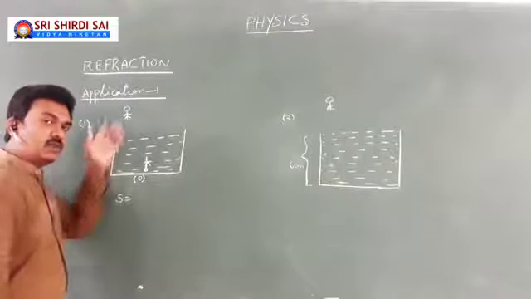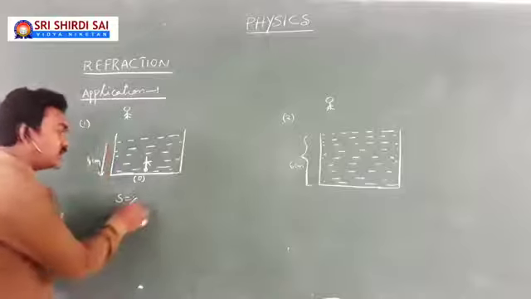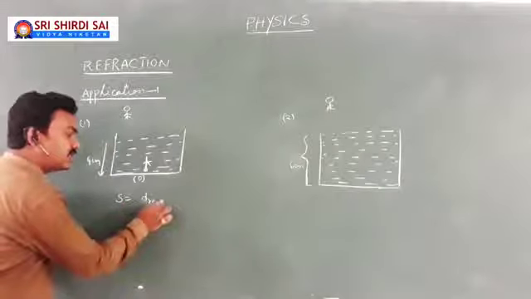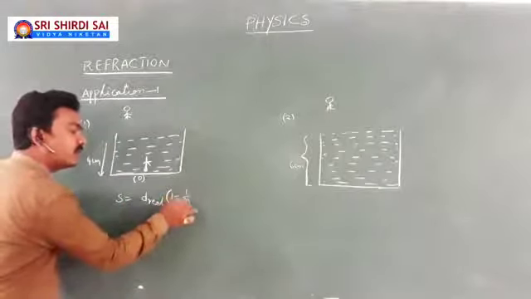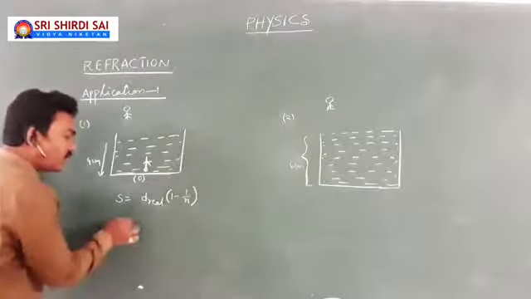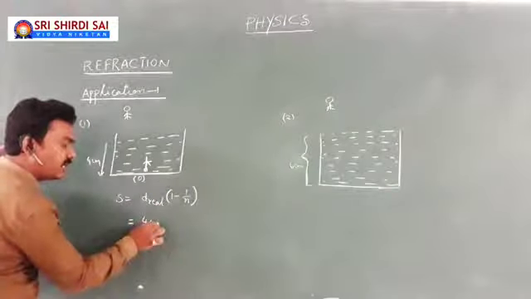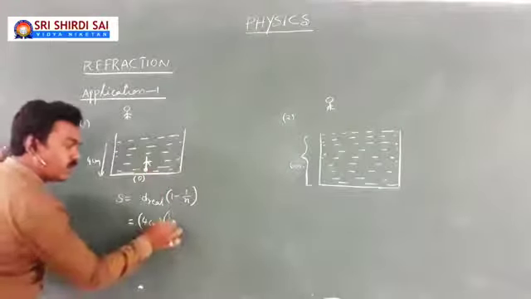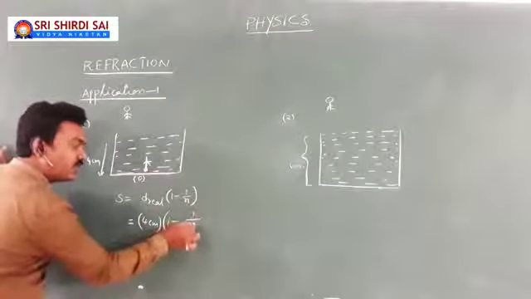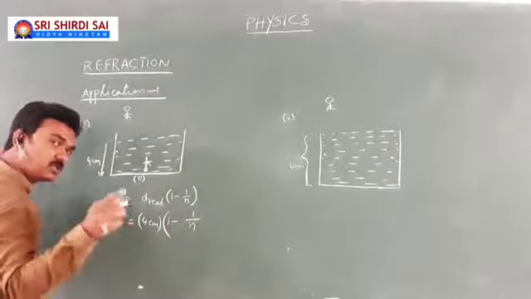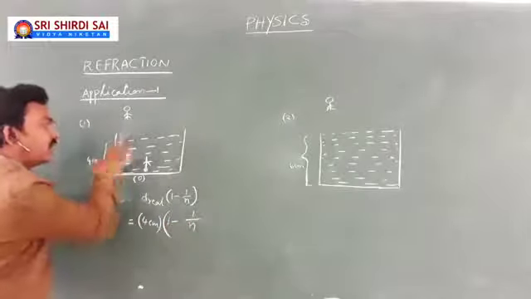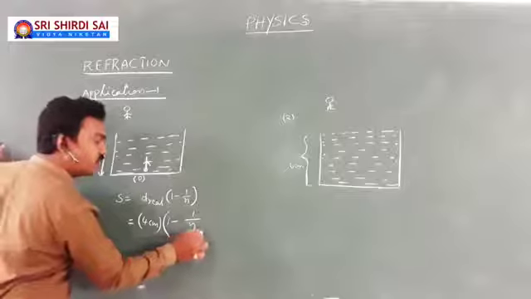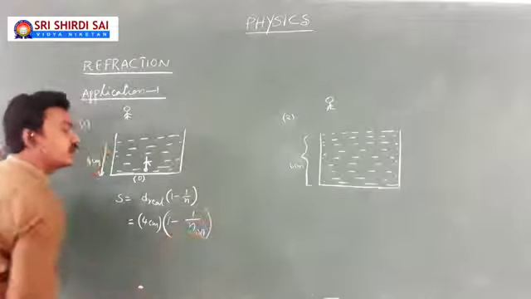When the object is in a denser medium and the observer is in a rarer medium, the shift formula is real distance into 1 minus 1 by n. So here, the real distance is 4 cm from the interface, so it is real distance of the object into 1 minus 1 by n. n is the refractive index of the denser medium with respect to the rarer medium. Here it is water, here it is air. So the refractive index of water with respect to air.